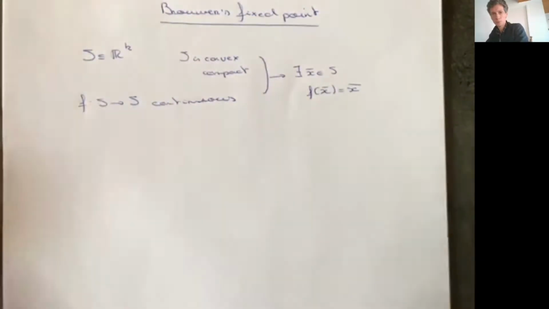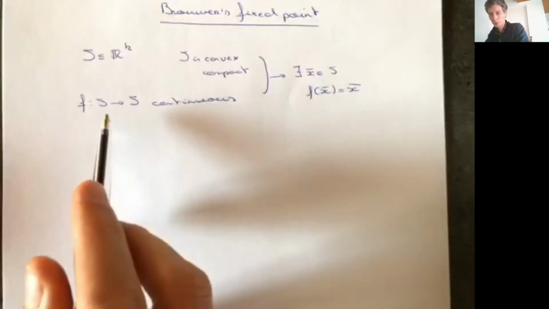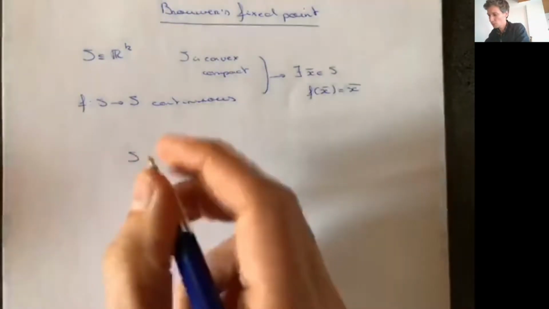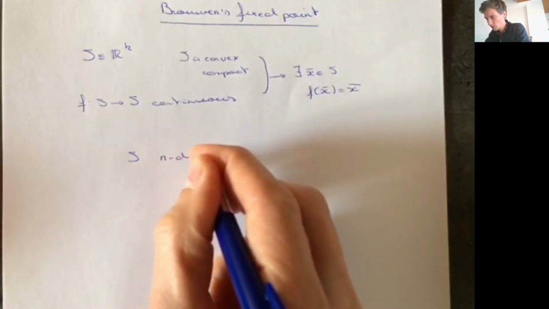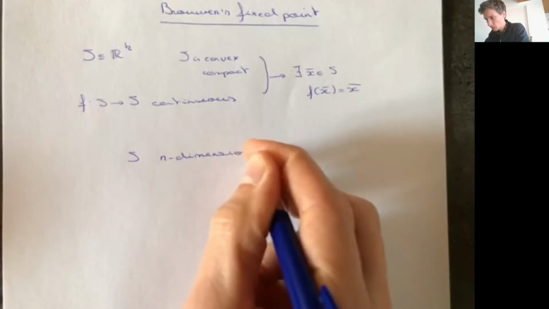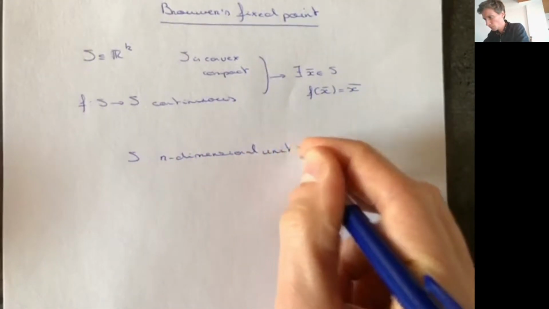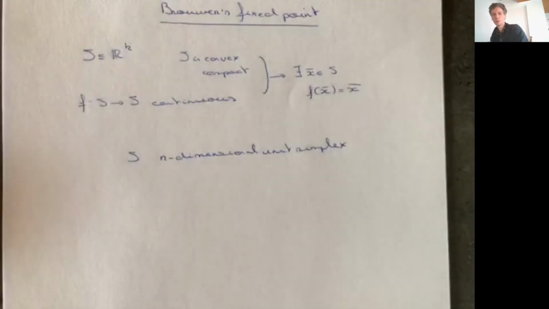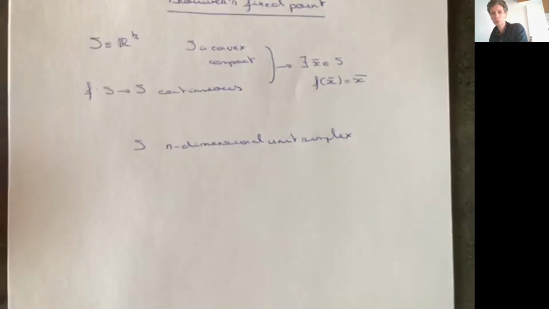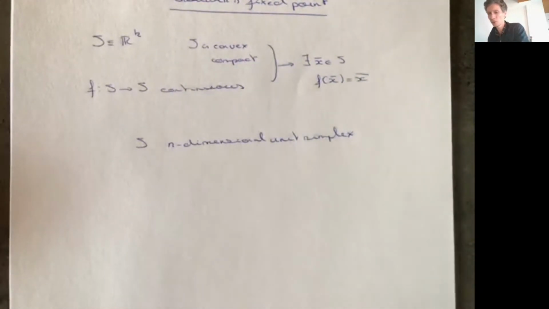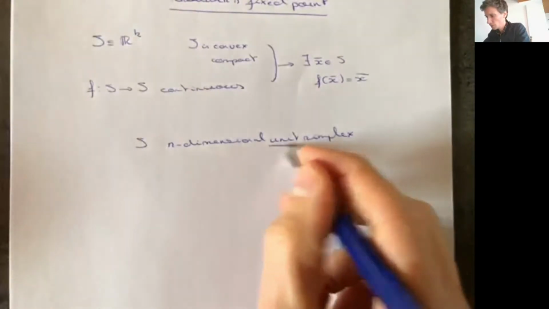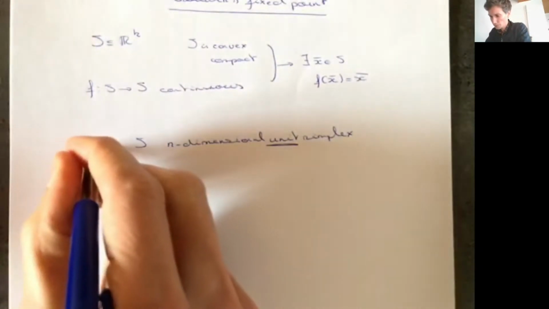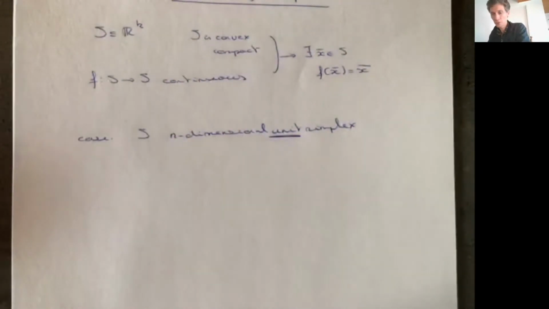So here we're going to have a look at the proof of Brouwer's fixed point theorem, and in particular we're going to look at cases where S is what we call an n-dimensional unit simplex. In the last lecture on Sperner's lemma, I already explained to you what a one-dimensional, two-dimensional, three-dimensional simplex is. Now this is a special kind of simplex, namely the unit simplex. Let me first give a definition of what this is.